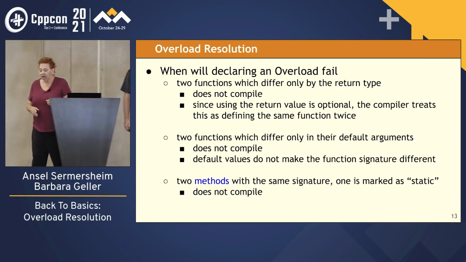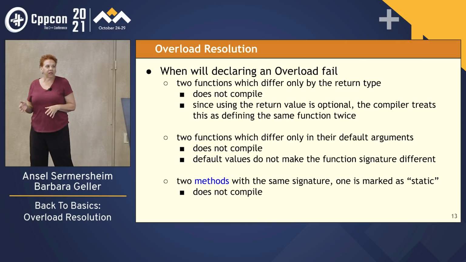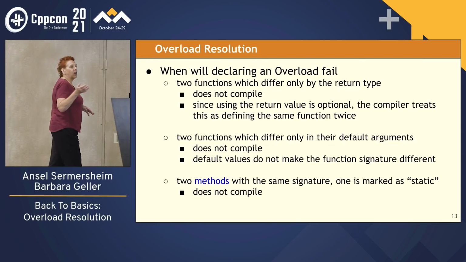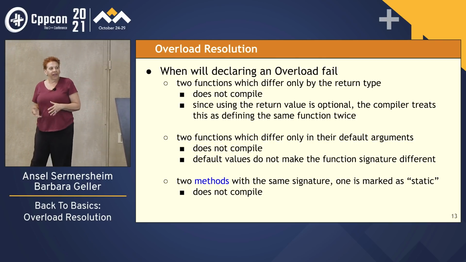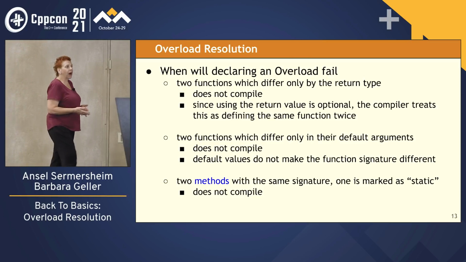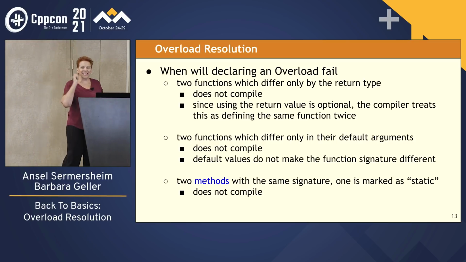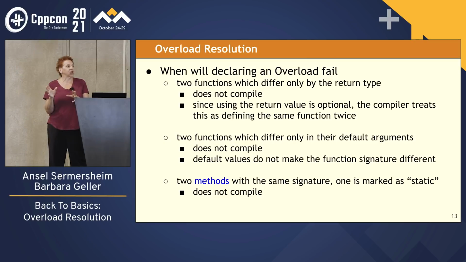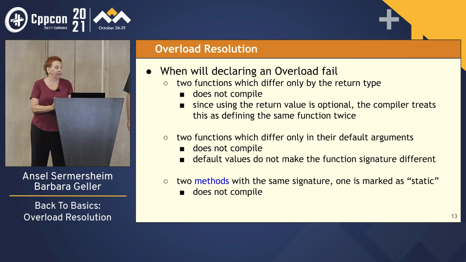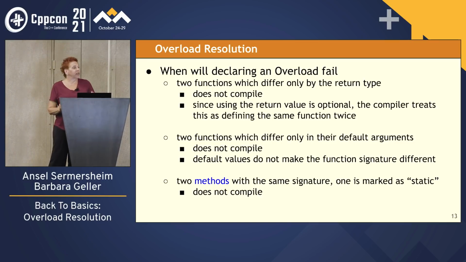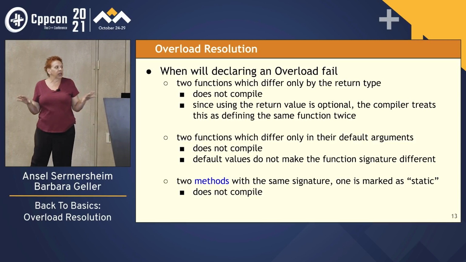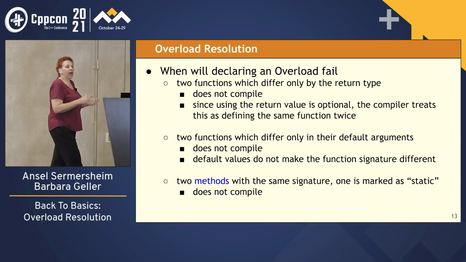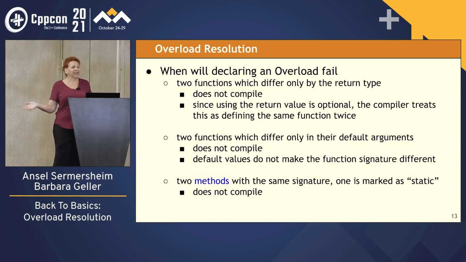If there are default arguments, so let's say you have two overloads and they both declare a bool, and one is defined as true and the other false, this is also a problem and it won't compile. There has to be something more distinctive in the signature for it to actually be an overload. And two methods with the exact same signature, where one is marked static, that also doesn't work because it is not actually an overload.